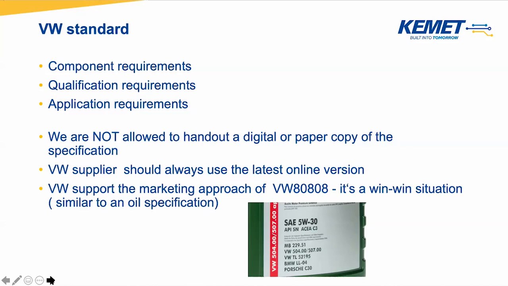So the reason why you do not get a paper copy from us or a digital one is simply that you have to use always the latest online version. So Volkswagen wants to make sure that all of their suppliers have the latest revision, because sometimes there are really major changes. And if you're working on the old stuff, they get a lot of unnecessary discussion about that. Volkswagen itself supports the marketing approach about this term Volkswagen 8808.